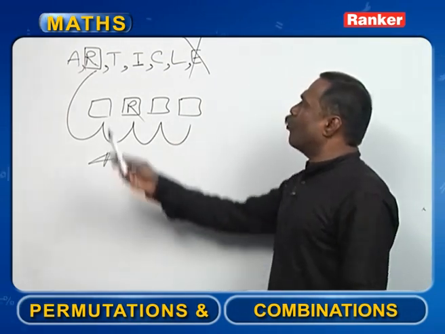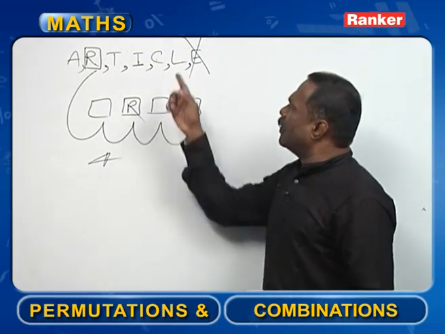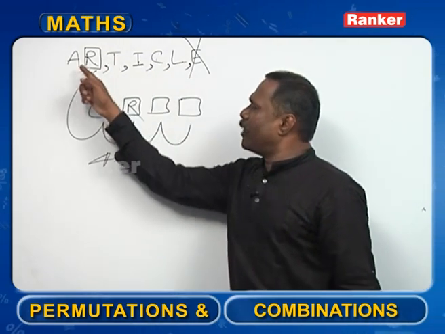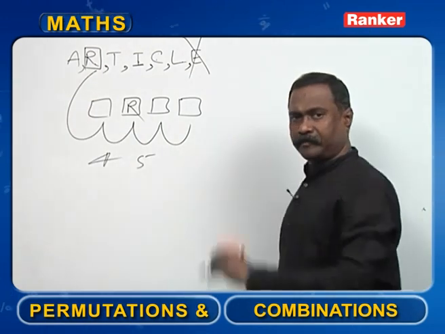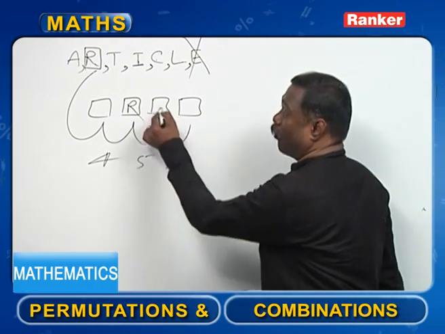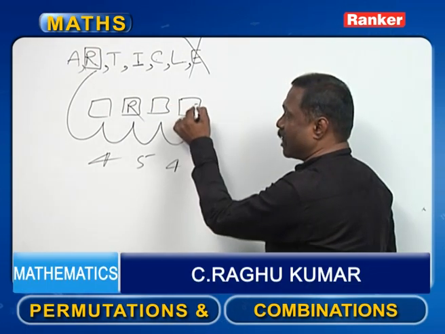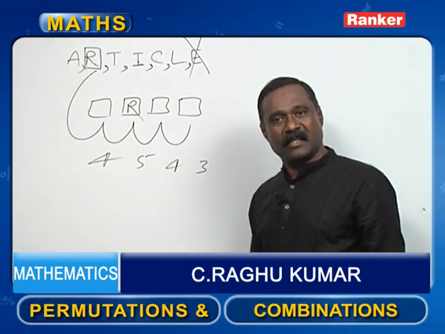It's done. Now what about the remaining? A, T, I, C, L. So how many letters are there? 1, 2, 3, 4, 5 are there. So this can be filled in how many different ways? 5 different ways. And this can be filled in how many different ways? 4 different ways. And this can be filled in how many different ways? 3 different ways. Understand it?